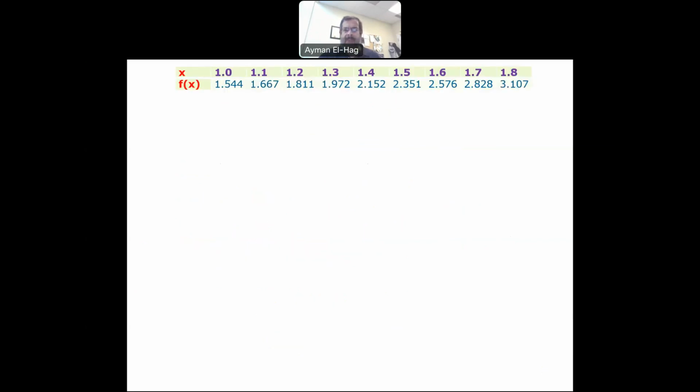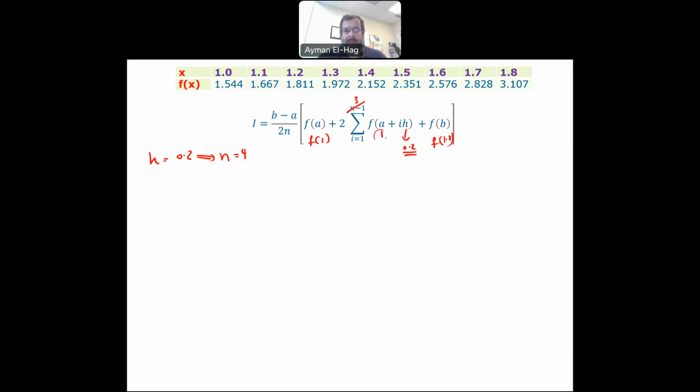Now let's move to the second one, and let's find it for h equal to 0.2. As we reduce h by half, the number of n will double. So here n is 2, and here n will be equal to 4. So again h is 0.2. This is f of 1, and this is f of 1.8. We'll have 3 terms in the middle: 1.2, 1.4, and 1.6.